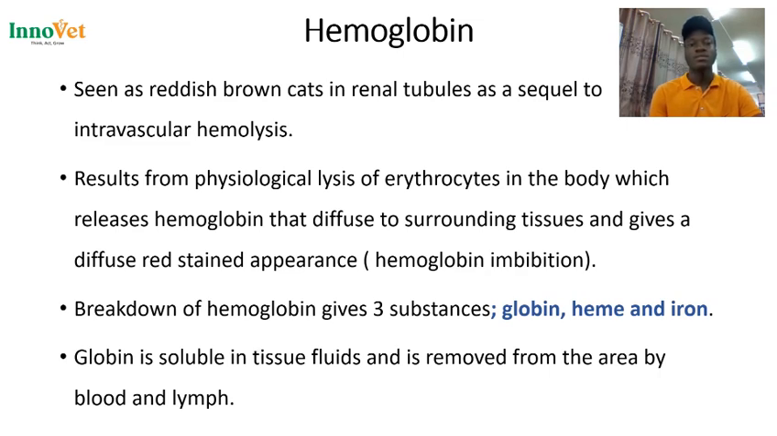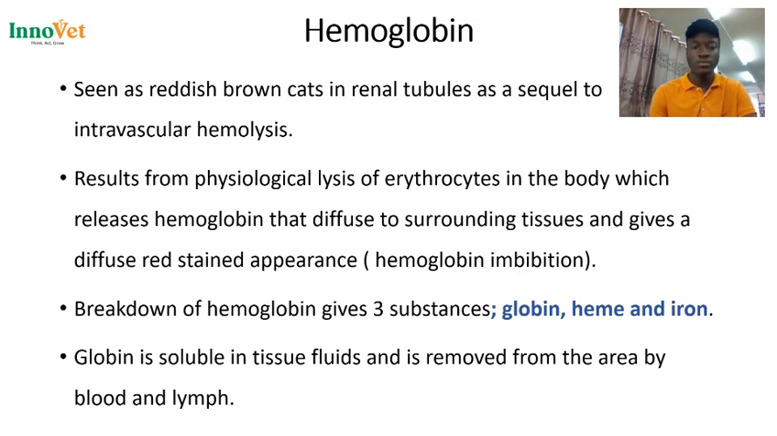But this hemoglobin, after breaking down the red blood cells, will diffuse to the surrounding tissues and give them a diffuse red staining appearance, in most cases what we call hemoglobin imbibition. This usually happens in postmortem changes. When the hemoglobin is further broken down by lysosomes and other enzymes within the body, it will produce the three components: globin, heme, and iron.